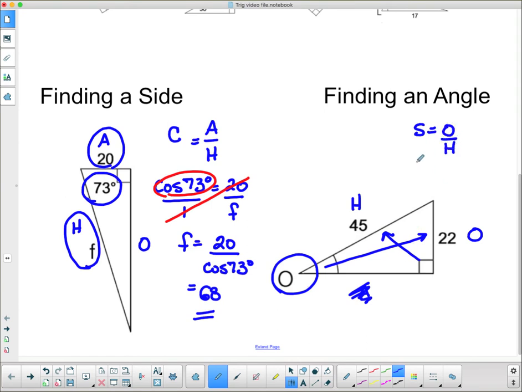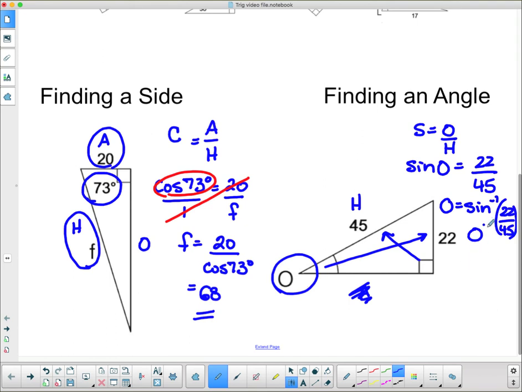So in this case, we're going to use sine, and this is sine of angle O equals opposite 22 over hypotenuse 45. Now, in order to find the angle, over here we were finding a side, so it's different. In order to find the angle, we have to use the second on your calculator. So angle O is going to be sine to the -1 of this value, 22 over 45.